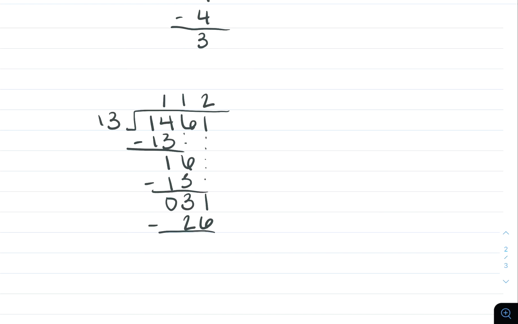1 minus 6, well, that doesn't work. So let's borrow from our neighbor. And that becomes 11 minus 6, gives us 5. 2 minus 2 is 0. So now we take our 5 and we make that a remainder. So when we divide 1,461 by 13, our answer is 112 with the remainder of 5.